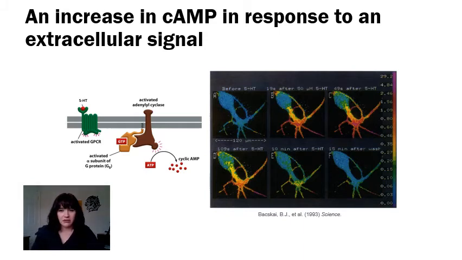So within 20 seconds, you can see a rapid increase in the amount of cyclic AMP, and this signal is gone within 10 minutes. So it's a pretty fast signal. It's temporary, but it's very rapid.